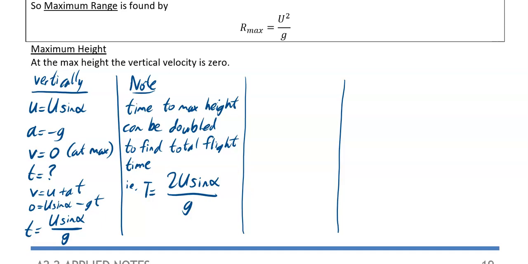Okay, so far what we've done is we've found the time to get up to the maximum height, but we haven't actually found the maximum height. So that was really just a wee bonus for us there. We're now going to look at finding our maximum height. Your initial velocity, still going vertically, is equal to big U sine alpha. Your acceleration is equal to minus g. At the maximum height, remember, your velocity is equal to 0. And we're going to say that our displacement is equal to h, so h for your maximum height.